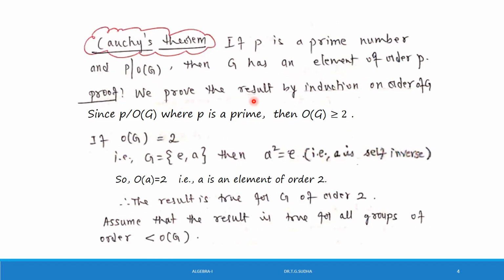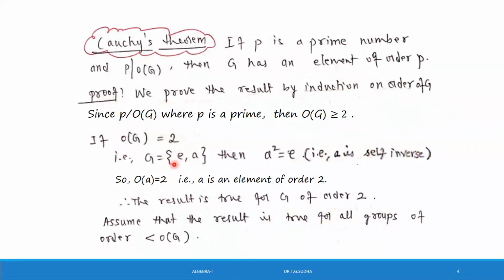So we prove the result by induction on the order of G. Since P divides the order of G and P is prime, we can assume that the order of G is greater than or equal to 2, because 2 is the least prime number. So the order of group G must be equal to 2 or greater than 2. Since P equal to 2 is the first prime number, let us take the order of G equal to 2.